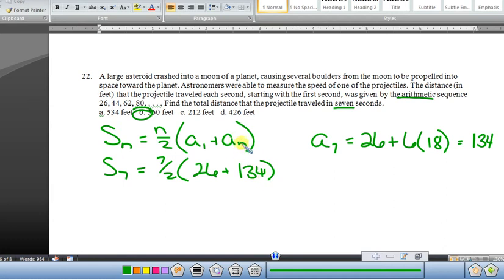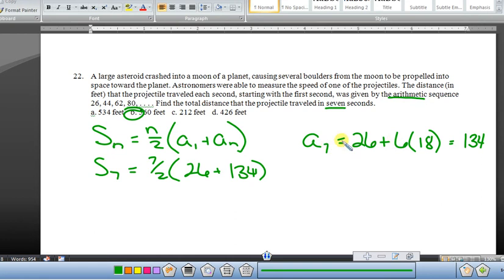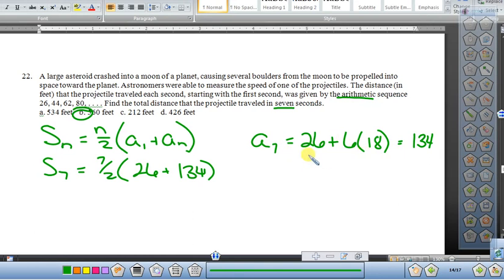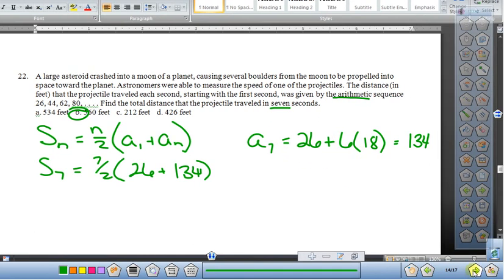Again, you have to find the last term, and the last term is determined by this number here. So the 7th term, use the nth term formula. This is what you have to have memorized for the test.